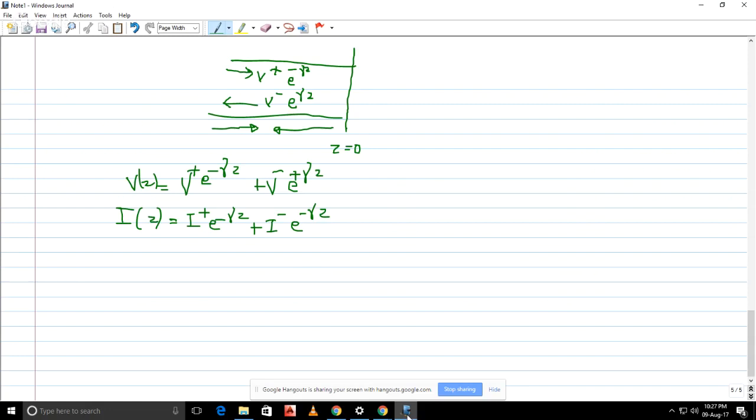Now what I'll write is this equation. Let me see how many people understand this in one go. I write like this: I of z is equal to gamma upon R plus j omega L, times V0 plus e raised to minus gamma z, plus V0 minus e raised to plus gamma z. How many people have understood where I got this equation from?